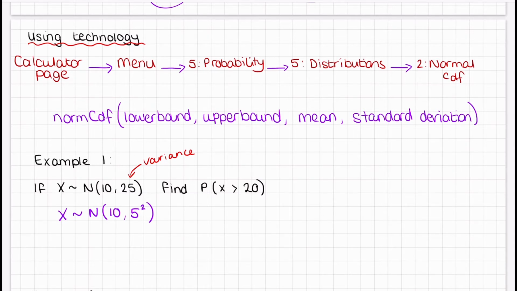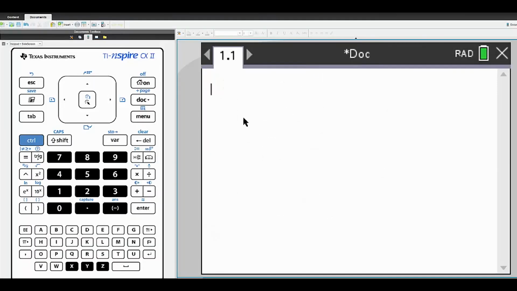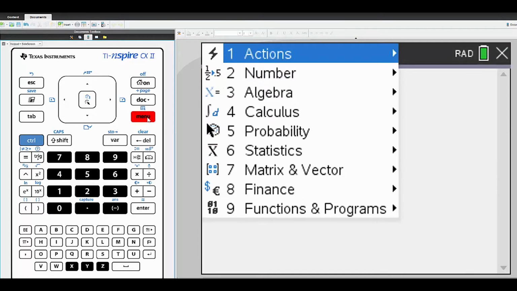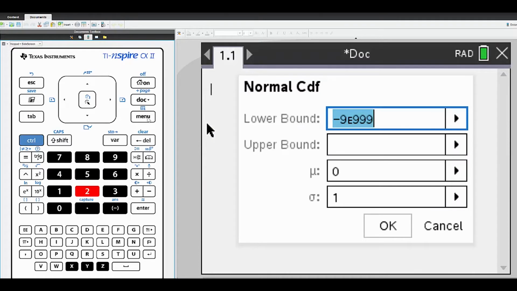And we want to find the probability of x being greater than 20. So what you do now is you go to your calculator, put all those values in, and you will get your answer. And I'll show you how to do that now. So on your calculator, you just go to a calculator page, follow those steps. We go menu, 5, 5, 2. Our lower bound, now this is where we've got to be aware. So we want x is greater than 20, which means our lower bound is going to be 20.